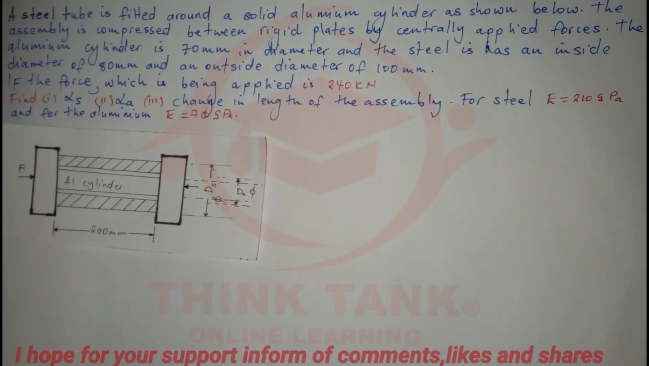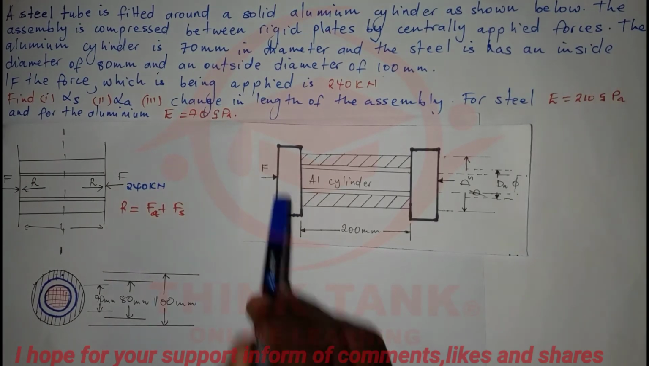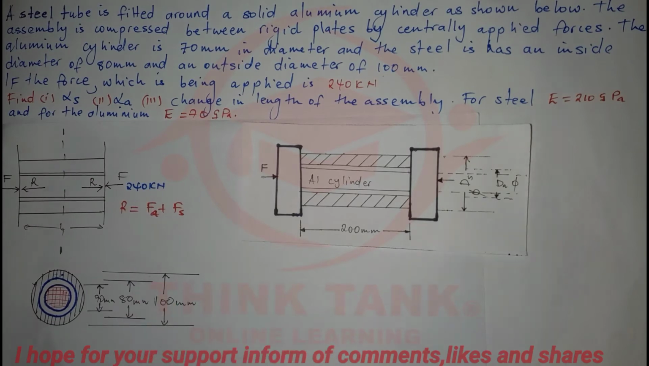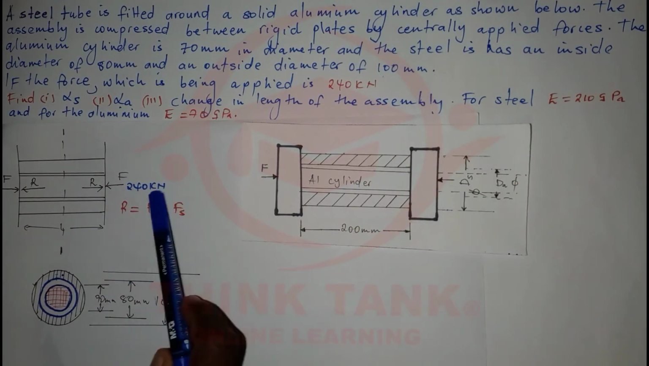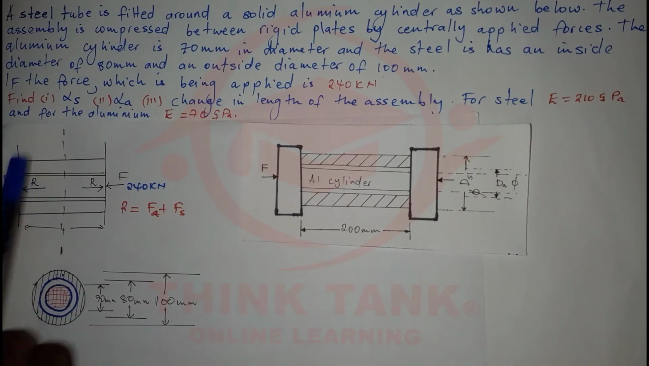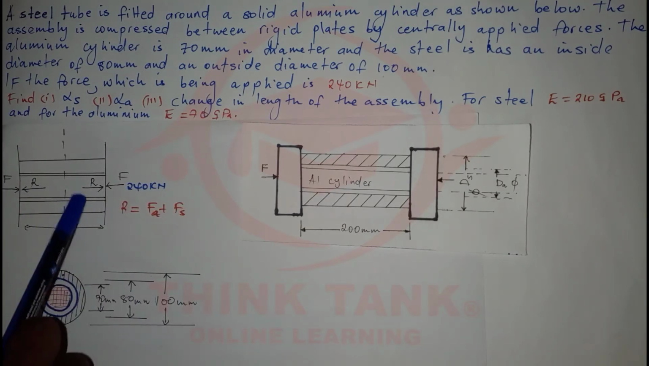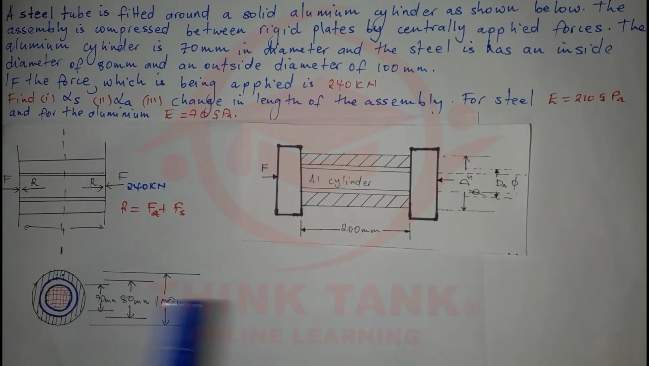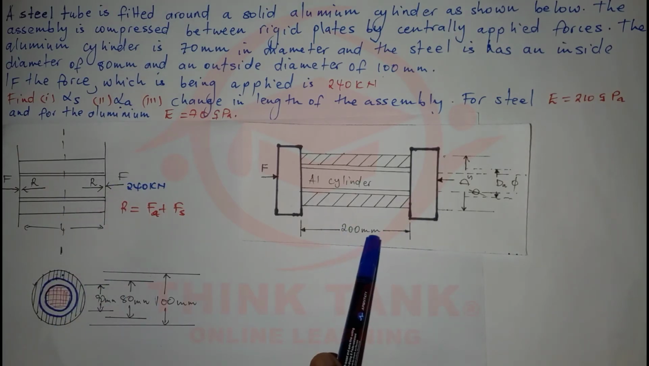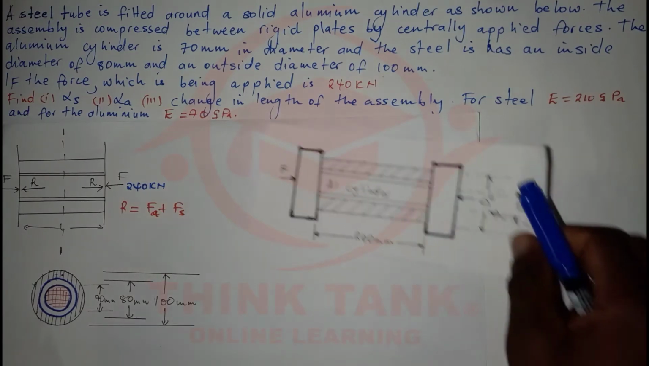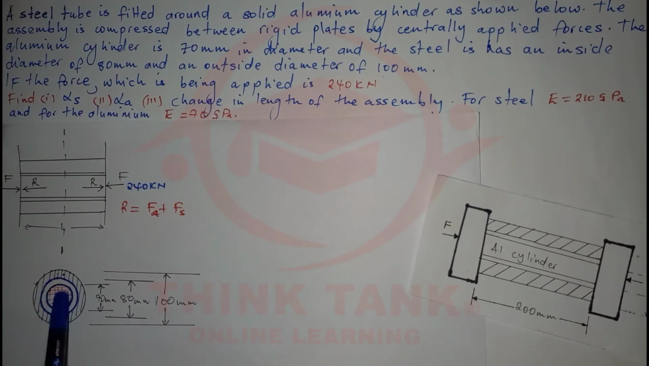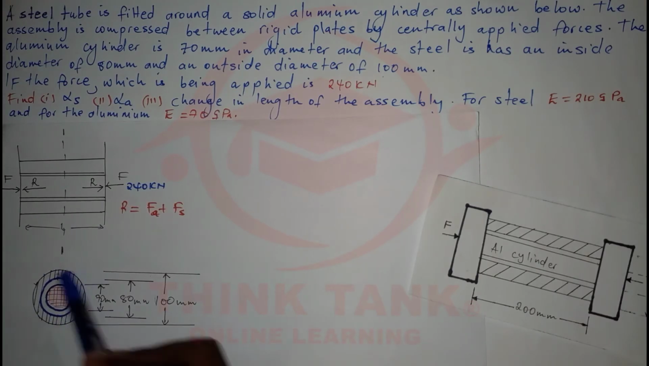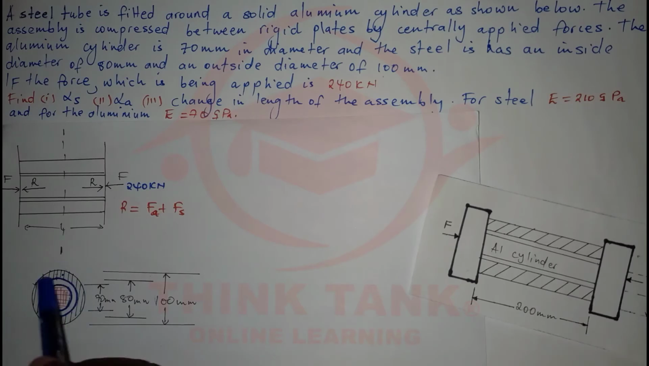What we always do is first draw a free body diagram. We have the force F acting, and we are told that the magnitude of that force is 240 kilonewtons. It's compressing on both ends. That means we're going to have an opposite reaction inside, coming from the steel and from the aluminum, and also you have our length, which is 200. Then I have drawn the cross-sectional view. You can see we have the aluminum inside at the core, and the steel surrounding the aluminum.